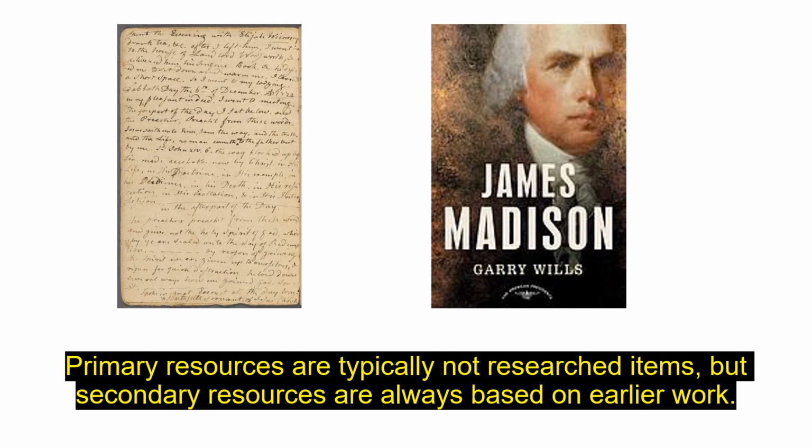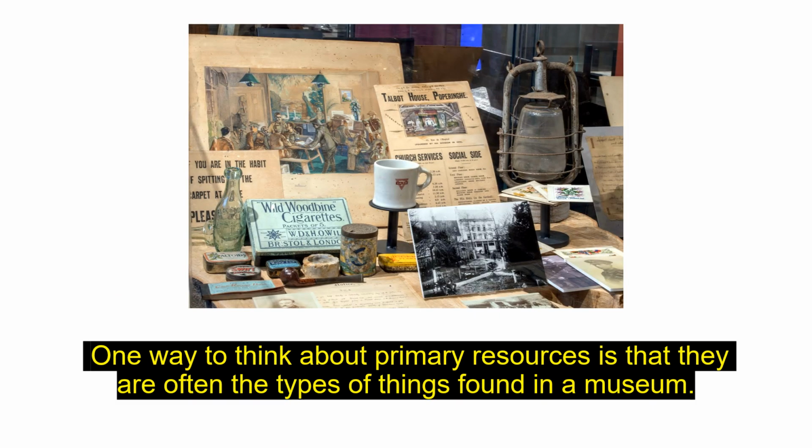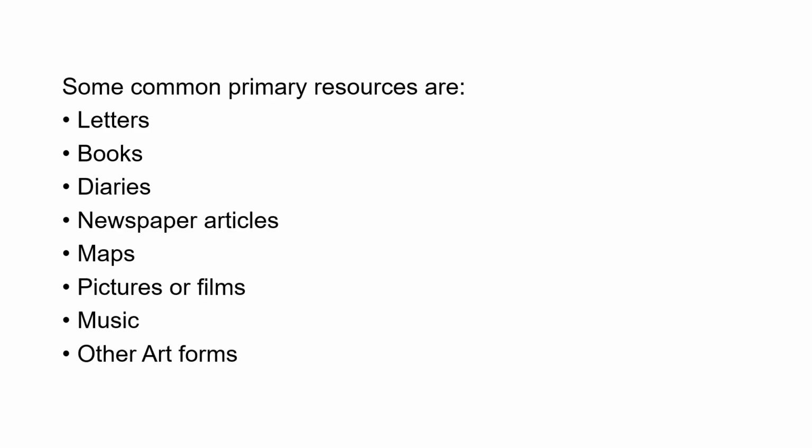Primary resources are typically not researched items, but secondary resources are always based on earlier work. One way to think about primary resources is that they are often the types of things found in a museum. Some common primary resources are letters, books, diaries, newspaper articles, maps, pictures or films, music, or other art forms.